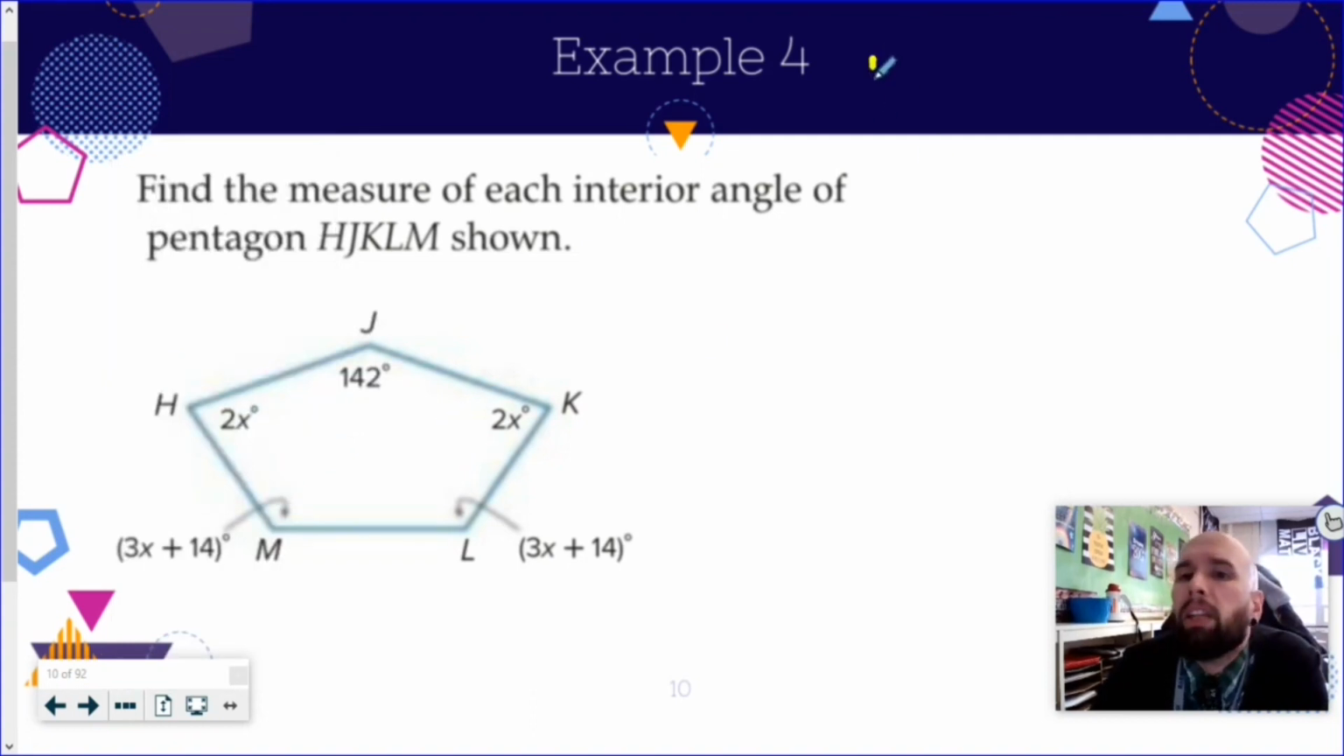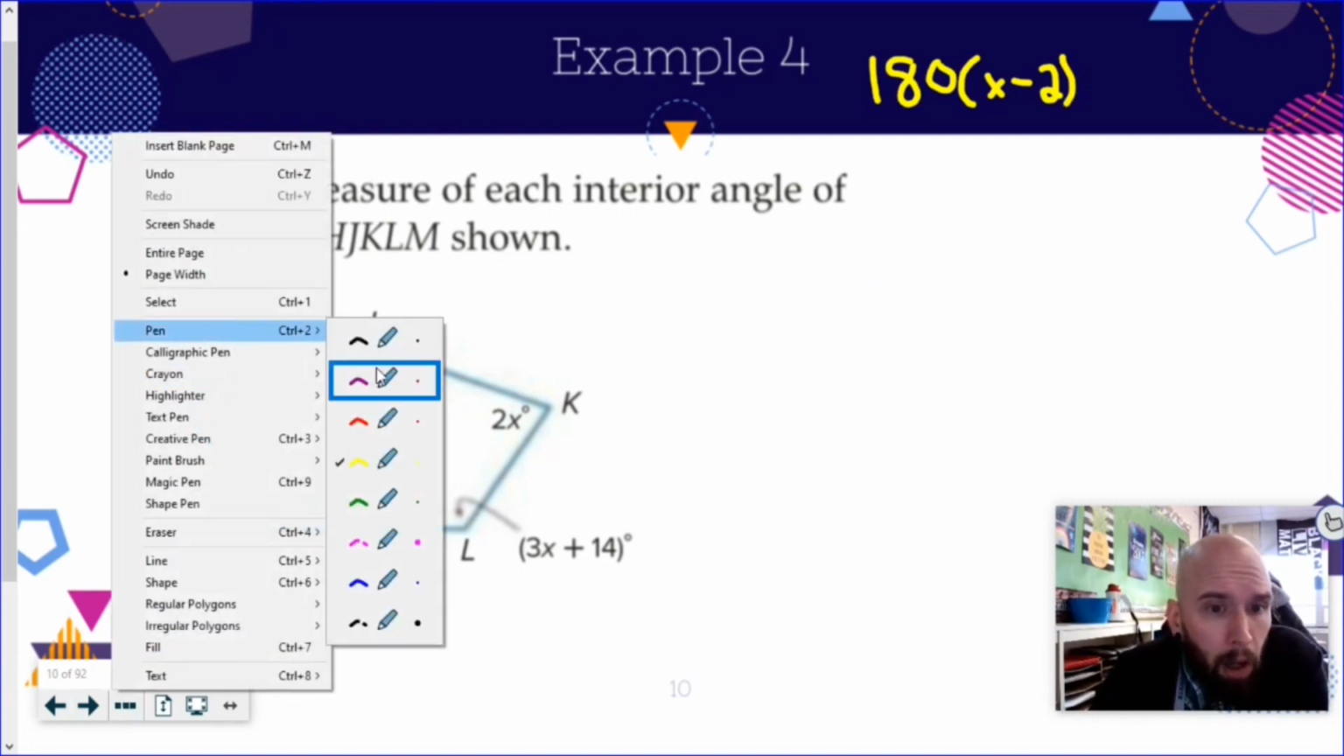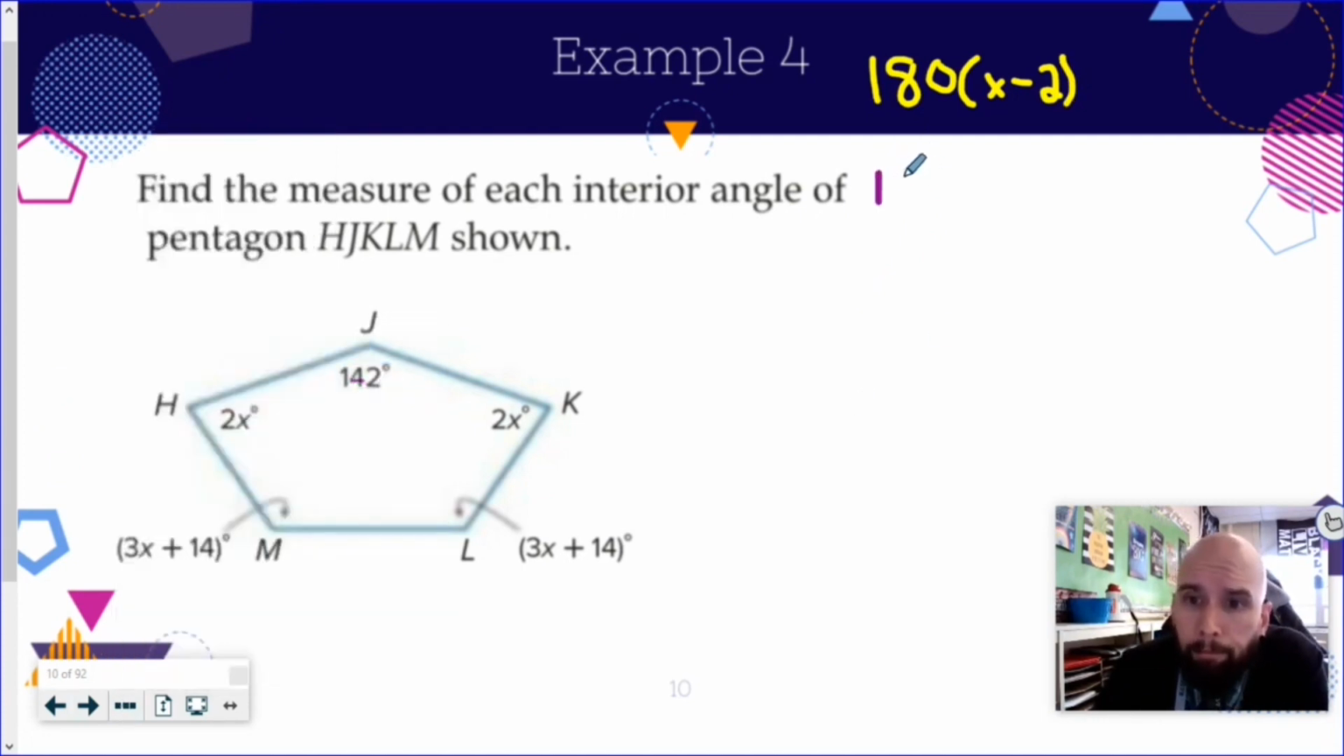And for that, I'm going to use the interior angle sum. It's a pretty simple formula. You just take 180, multiply that to the number of sides minus 2. So this is a pentagon. It has 5 sides. I'm going to do 180 times 5 in parentheses minus 2. So that's the same thing according to PEMDAS as 180 times 3. And that's going to give me 540.